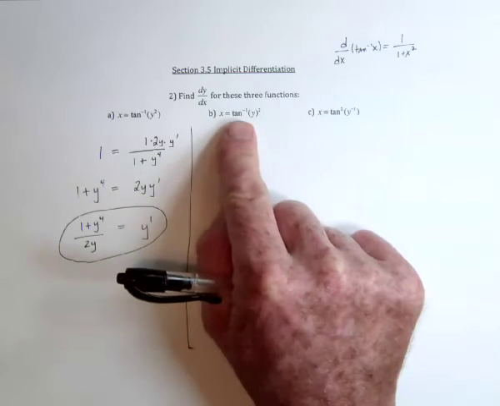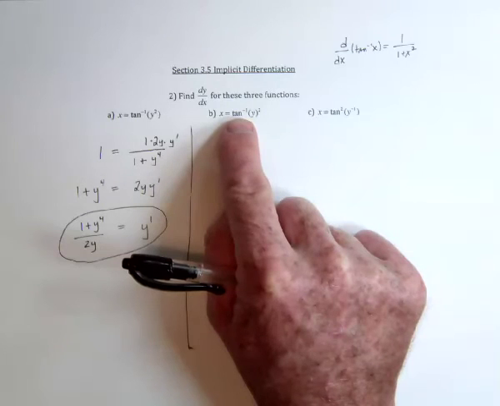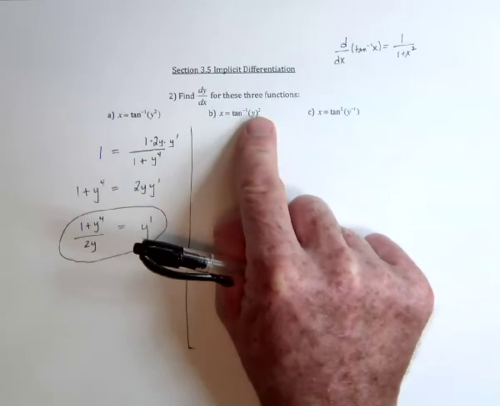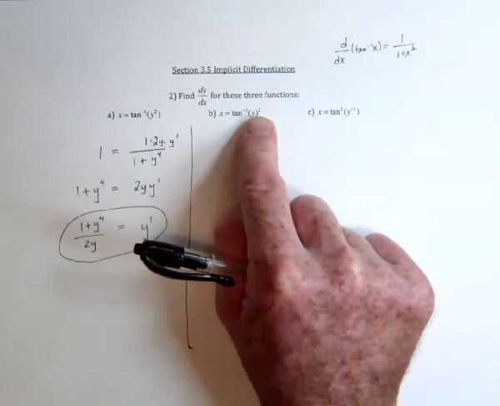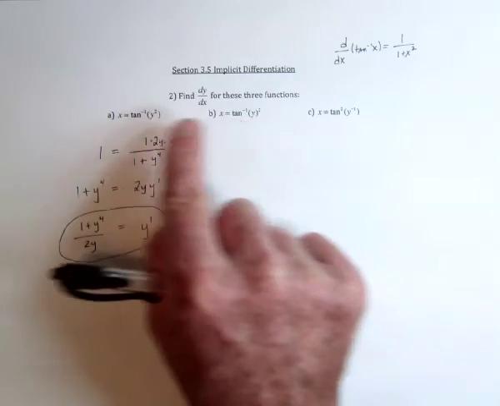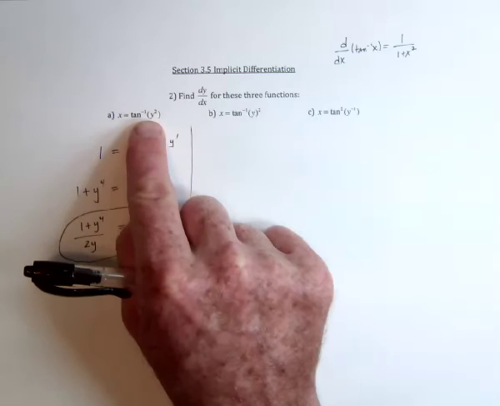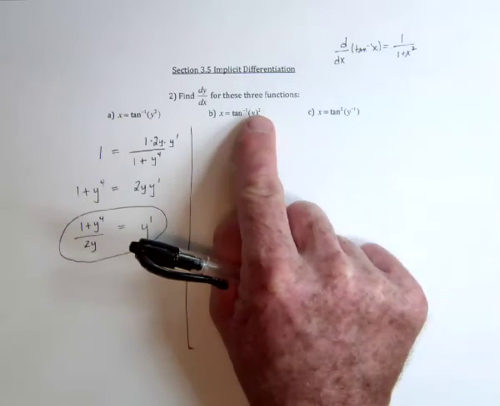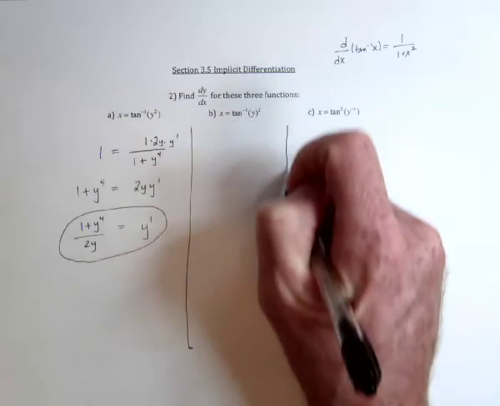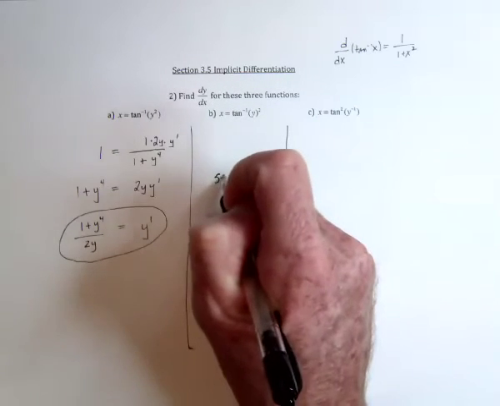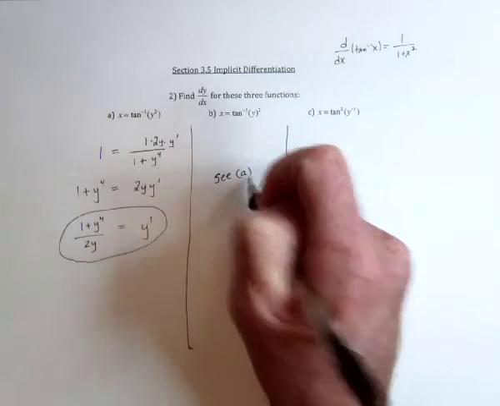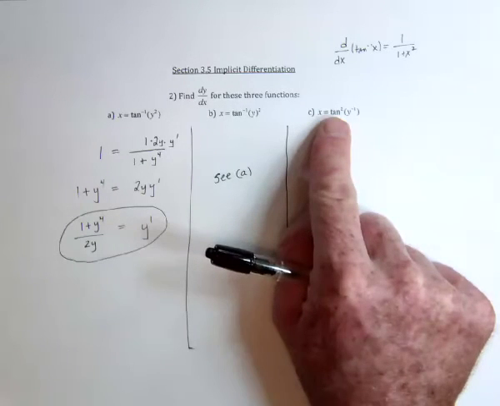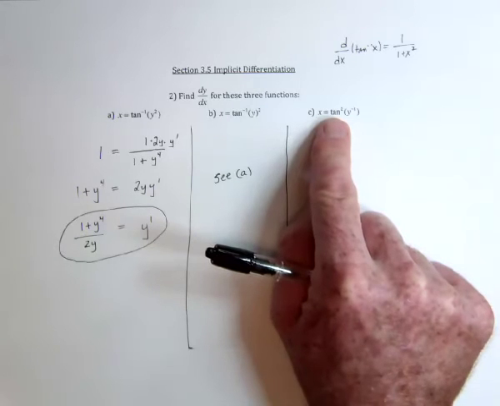And then for this one, this is saying again tangent inverse, but this is saying that the y is going to be squared. And this one says that the y is squared. They're actually the same. And then with this one, it's saying that the tangent is squared.